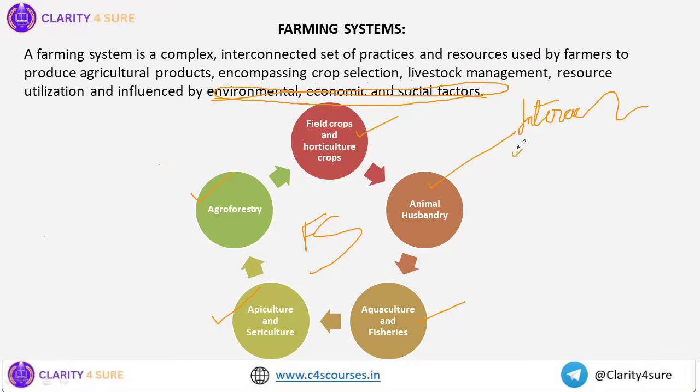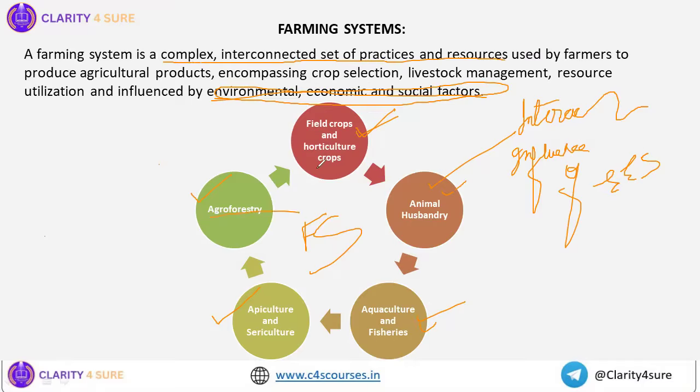Okay, and then there is the environment, economic, and social factors. Right? The interaction and the influence. Interaction and the influence of what? The influence of the environment, economy, and social factors. Right? So all these things constitute the farming system. So it is a what? It's a complex, interconnected set of practices and resources. So what are the resources? These are the resources. You see, field crops are there, then animal husbandry, aquaculture, fisheries, apiculture, agroforestry, right? So these are the resources which are there.